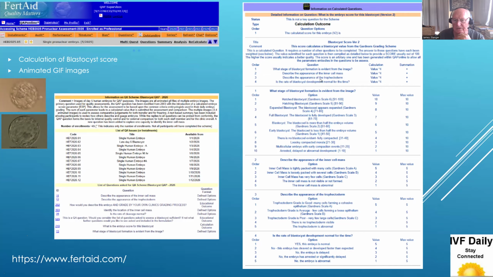Describe the inner cell mass inside the trophectoderm. Is the rate of development normal? This is where the time element comes in. For the stage, I've given a value of 10 for hatched blastocyst down to 1. For the inner cell mass, I've given 5 to 1 based on Gardner's scheme, and likewise for trophectoderm and normal development. When you answer those questions, the value will add up to 100. But I've put more value on what stage it is at, double the value of all the other components.